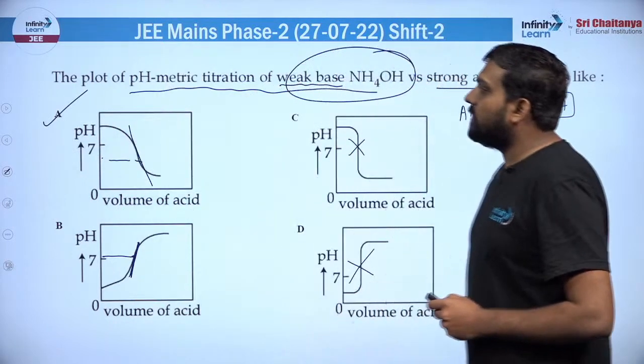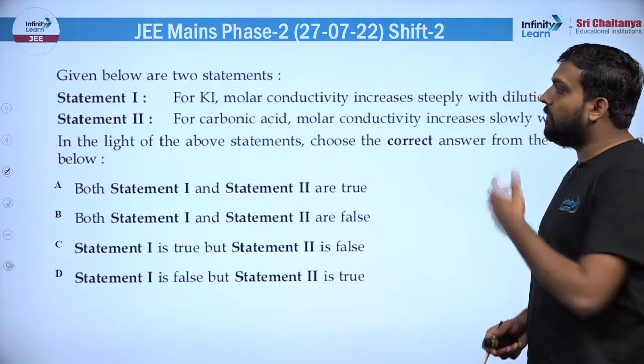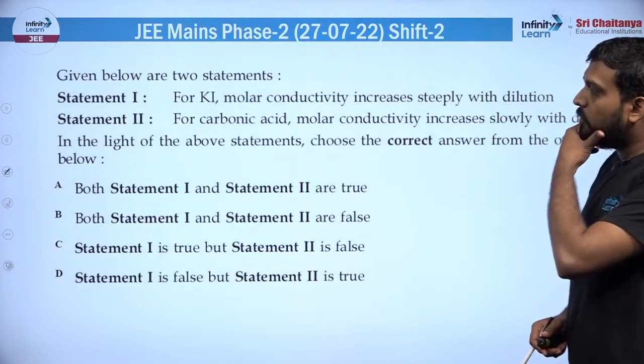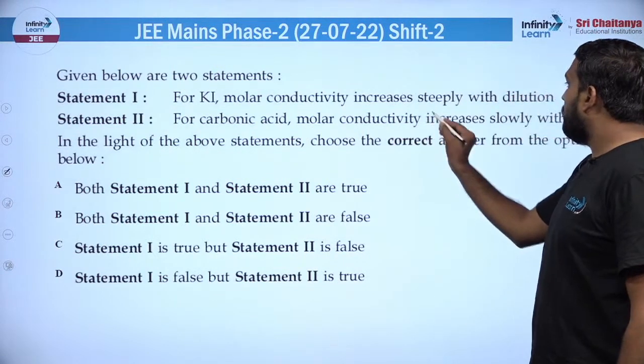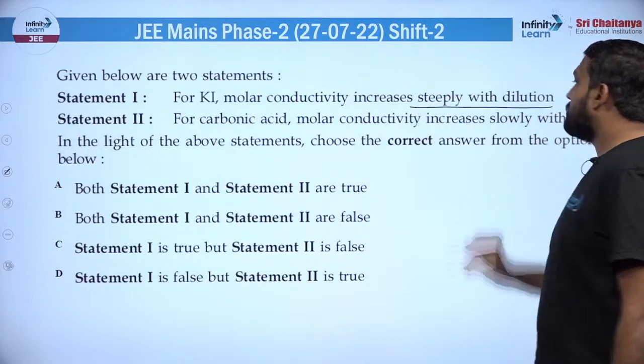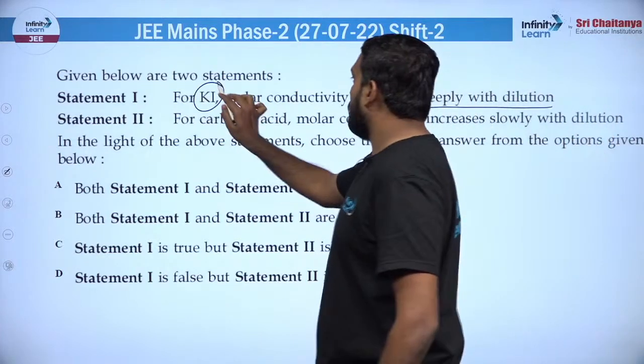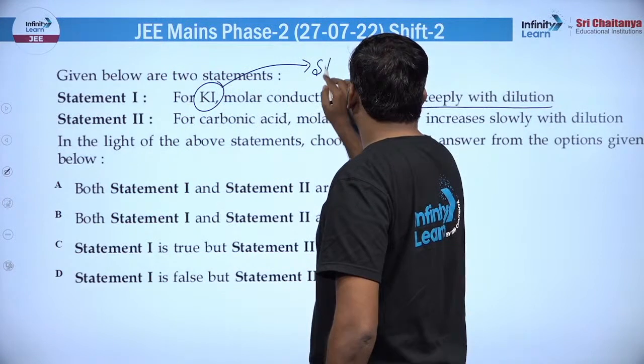Okay, going for the next one, it is basically a statement-wise question. So let's read both statements. The first statement is, for KI the molar conductivity increases steeply with dilution, as KI is a strong electrolyte. KI is basically a strong electrolyte.